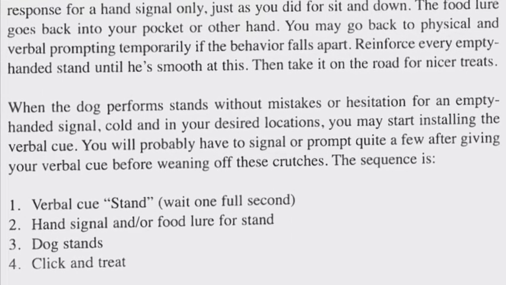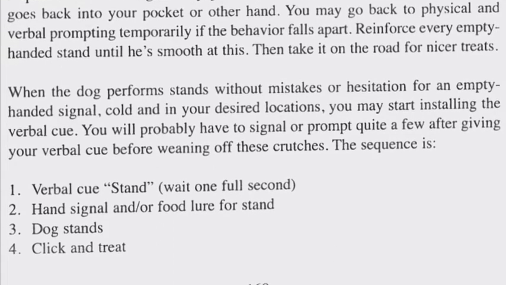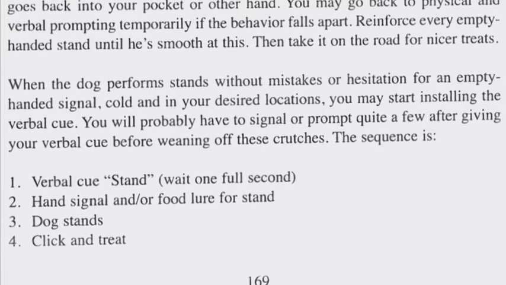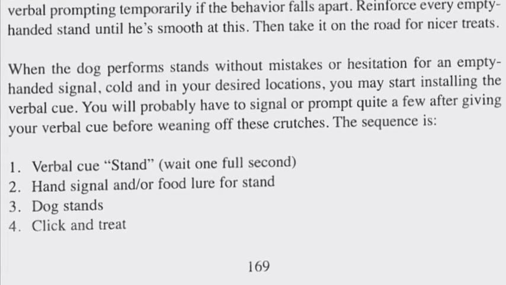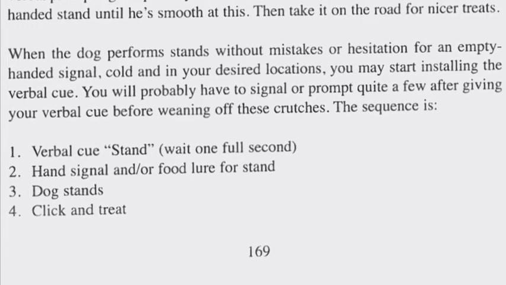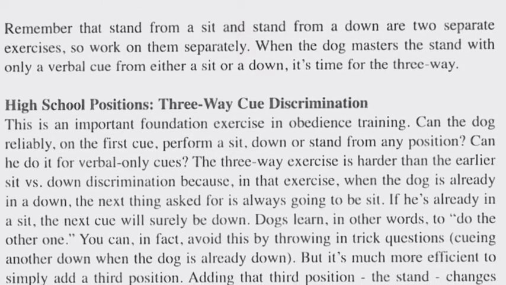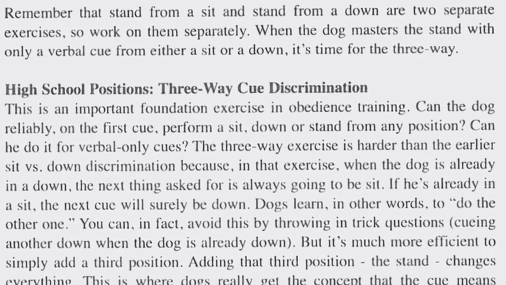You will probably have to signal and prompt quite a few times after giving your verbal cue before weaning off these crutches. The sequence is: 1. Verbal cue, stand, wait 1 full second. 2. Hand signal and/or food lure for stand. 3. Dog stands. 4. Click and treat. Remember that stand from a sit and stand from a down are 2 separate exercises, so work on them separately.